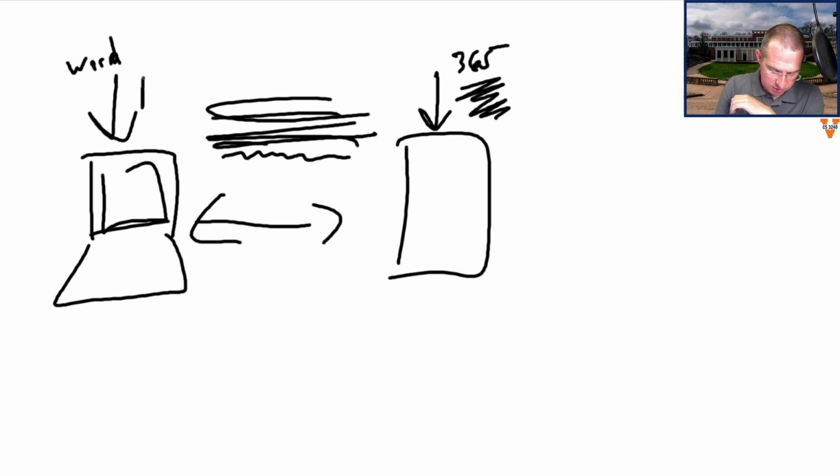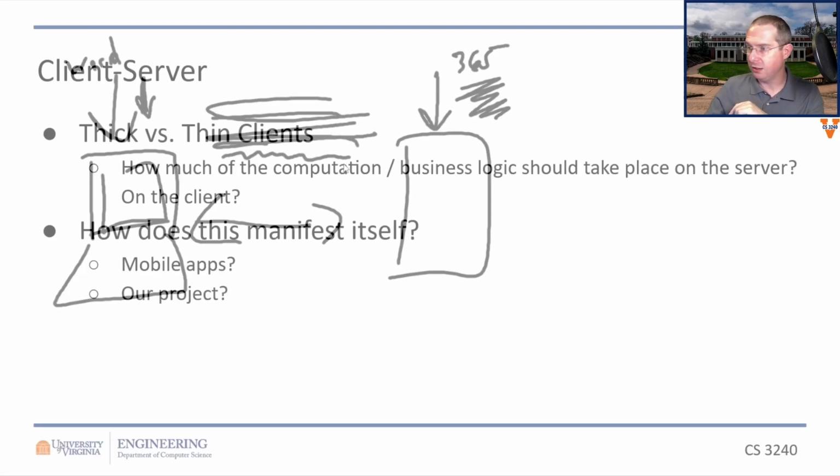But there is still some processing here on this side, on the client side, because that's where the JavaScript libraries live that make it so it looks like an actual instance of Microsoft Word. This is the difference between a thick and a thin client.